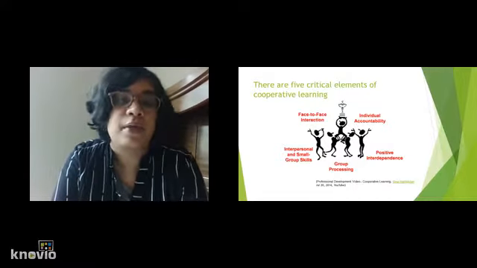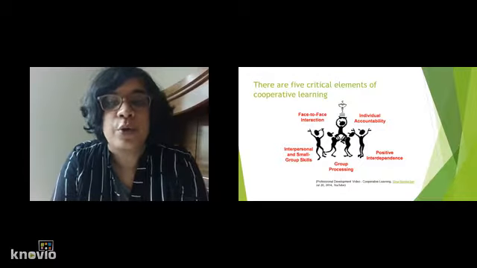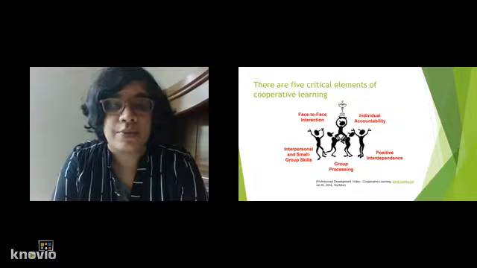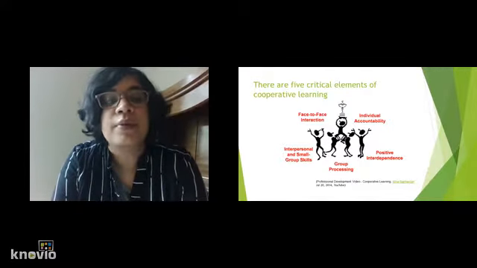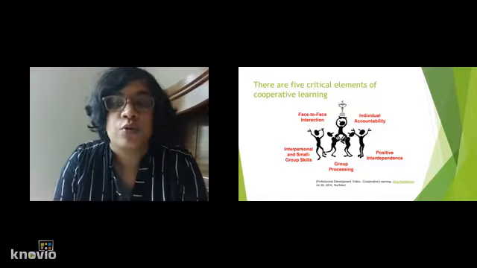Individual accountability. The group is accountable for achieving its goals. Each member is equally accountable. Each member must understand the answer, the outcome. The performance of each individual should be assessed.